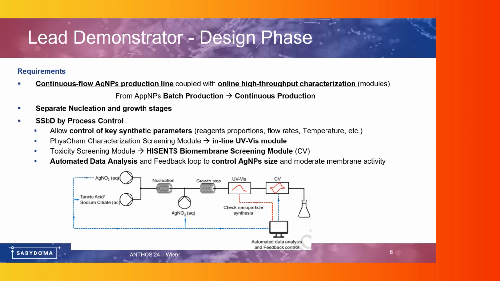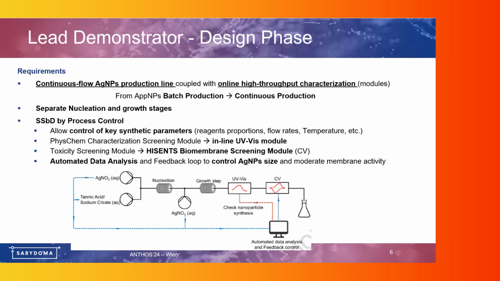And from the process control perspective, we needed the system to control some key synthetic parameters: the reagent proportions, the flow rates and the temperature. We need it because we use it to know if we are on a good path or not. An inline UV-Vis spectrophotometer tells us the size of the particles at any time. And then there is a toxicity screening module, which I want to talk about later, something developed in our project to screen the toxicity, also added here.